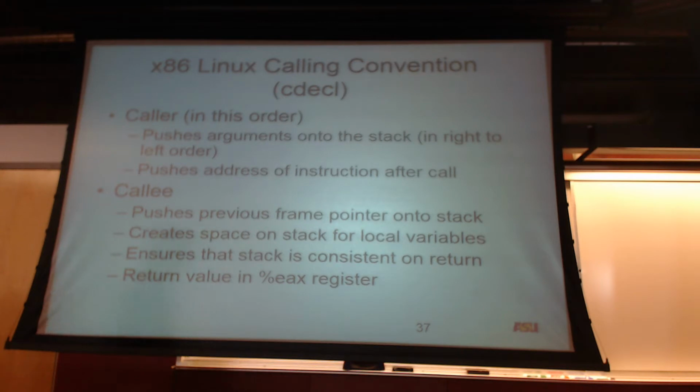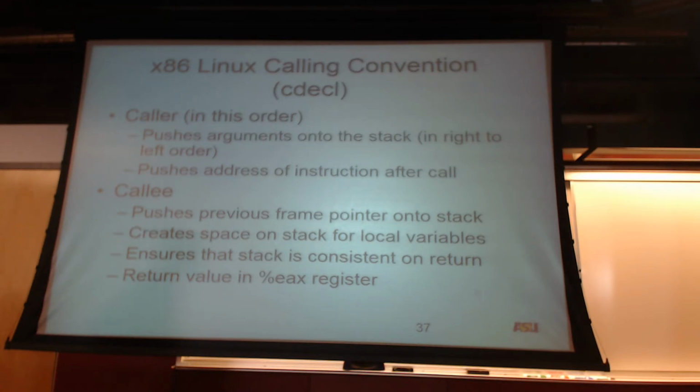The callee pushes the previous frame pointer onto the stack first. It has to take the previous frame pointer, not its own frame pointer, and put it onto the stack. Then it creates space on the stack for local variables. So what is the frame pointer again? Frame pointer signifies the first line of code of that particular function. Okay. So it pushes the frame pointer onto the stack. It creates space on the stack for local variables if it uses any.